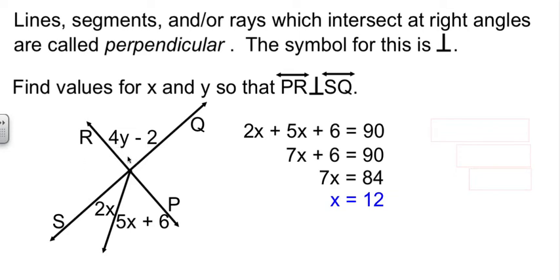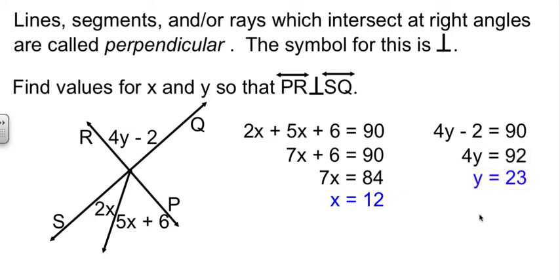Now on this other one, also equals 90. So 4y minus 2 equals 90. Add the 2 and then divide. Y is 23.